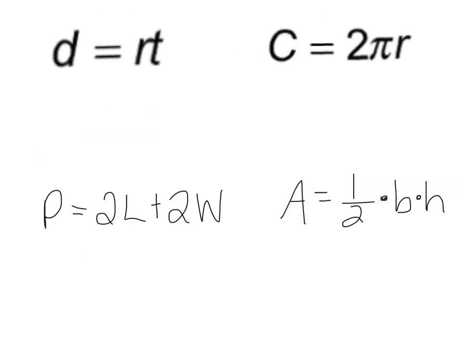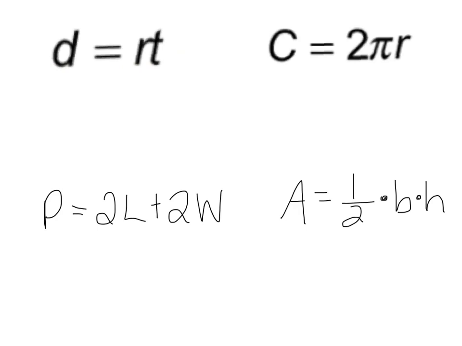Alright, when we talk about a literal equation, basically all we're doing is looking at a formula and trying to make it equal to some letter. So the first one we have here is actually a formula to find distance. D stands for distance, R stands for rate, T stands for time. When we look at literal equations, we're going to want to solve it for either the D, the R, or the T.